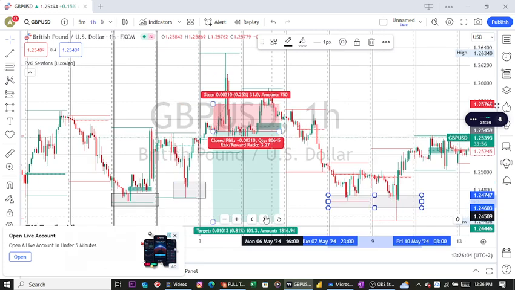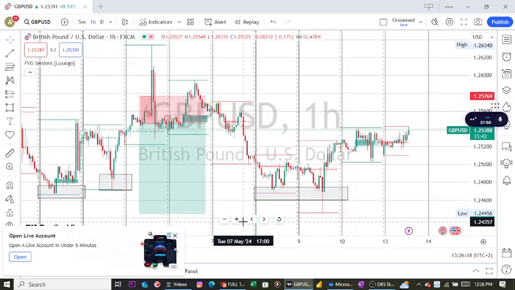The idea behind it is that when price gets to a level like this again, I'll be looking for a buy signal because it has reached a support zone.